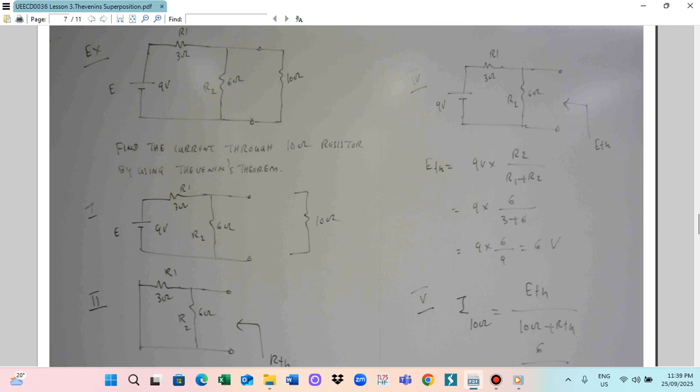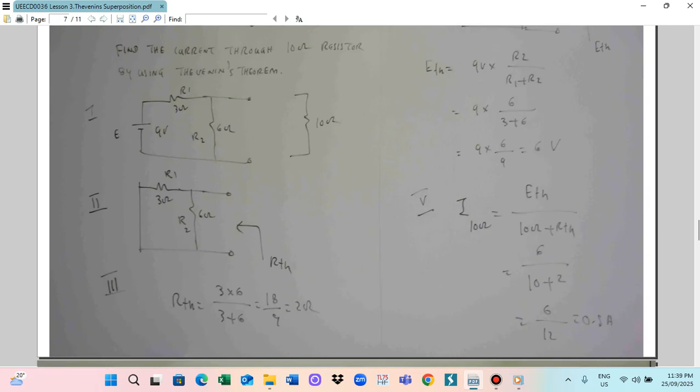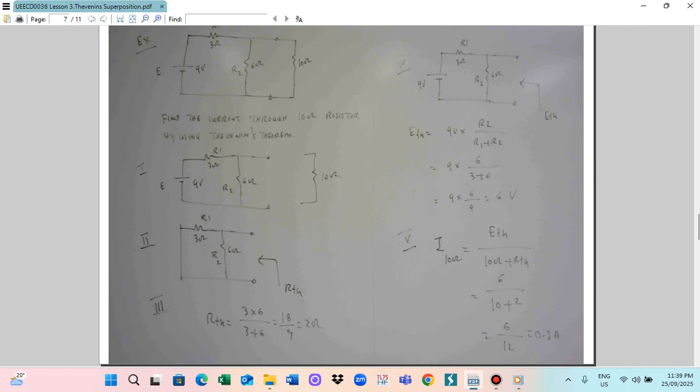Step 3 means that we have to find the resistance. So determine the resistance across the terminal. This is for the RTH. You can calculate RTH. The 3 ohm and 6 ohm are in parallel: 3 multiplied by 6 divided by 3 plus 6. So this is 18 divided by 9, so you get 2 ohm. RTH is 2 ohm. We calculated it.